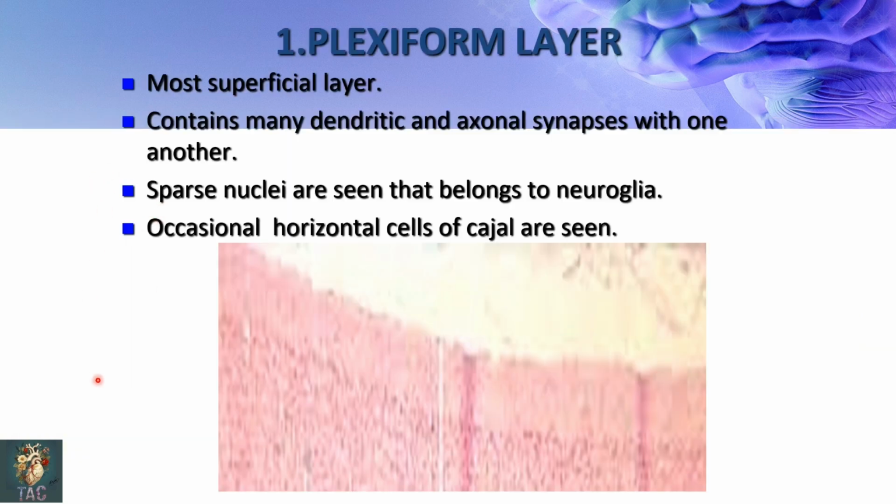So first we will describe the first layer, that is the plexiform layer. So this layer is the plexiform. This is the most superficial layer, contains many dendritic and axonal synapses with one another. Sparse nuclei are seen that belong to neuroglia, and occasional horizontal cells of Cajal are seen. So in this area, this is the outer plexiform layer, in which the only cell type is the horizontal cell of Cajal in addition to neuroglia.